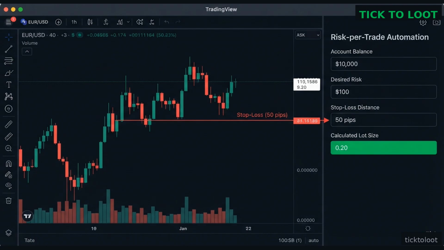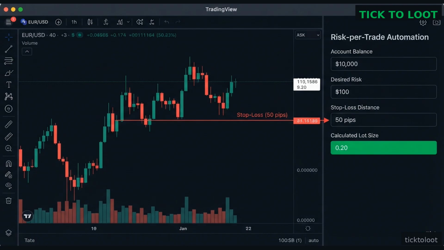A pip is simply the smallest price move in most currency pairs, like 1/100th of a cent for euro to US dollar. You type in a stop loss distance of 50 pips, which is a common modest distance for a short-term swing. The script then does the math for you. It converts the dollar risk into a position size, or lot size, that will cause a loss of exactly $100 if the market moves against you by 50 pips. In this case, the calculation returns a lot size of 0.20, which the platform displays in bright green to show it is ready to use.